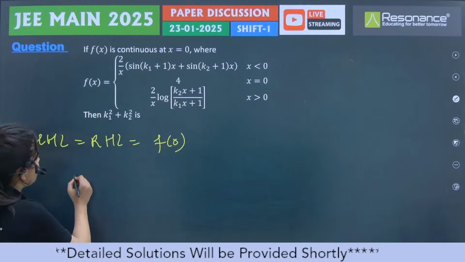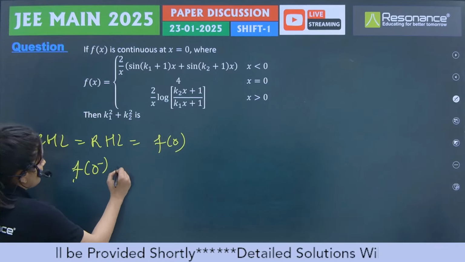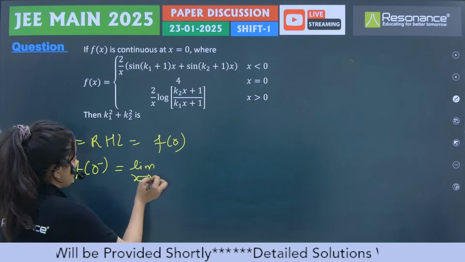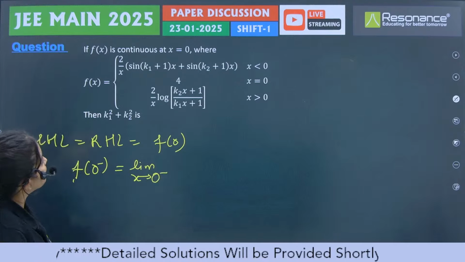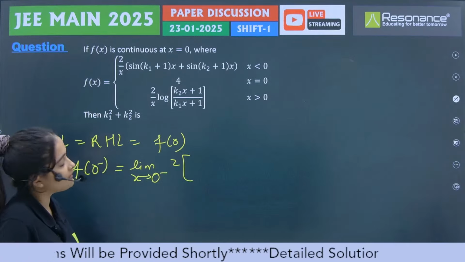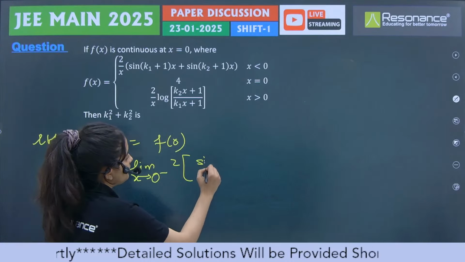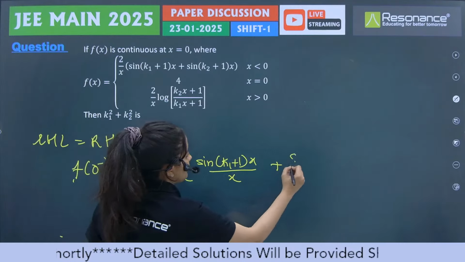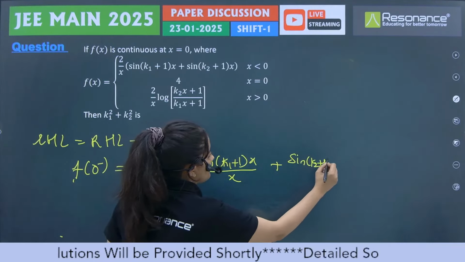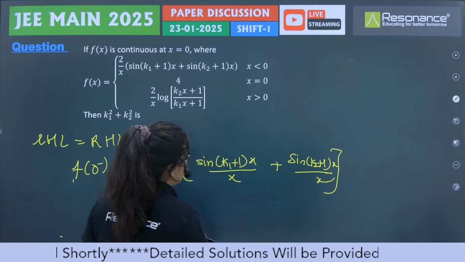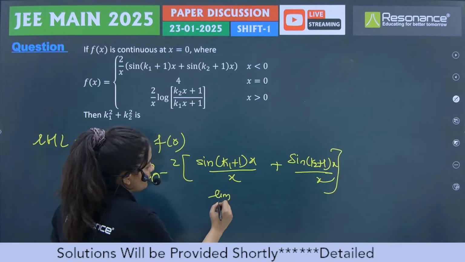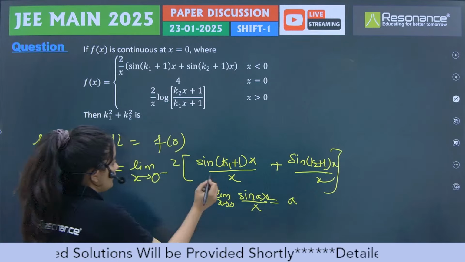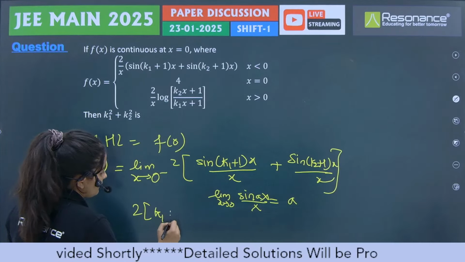Let's find LHL first. So f of 0 minus is equal to limit x approaches 0 minus of the function. The 2 constant outside, x I'm sending inside the bracket. So I'm going to get sine of (k1 plus 1)x by x plus sine of (k2 plus 1)x by x. Now you know limit x approaching 0, sine ax by x equals what? It equals a. So I'm going to get 2 into (k1 plus 1).